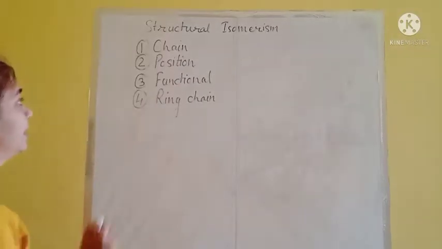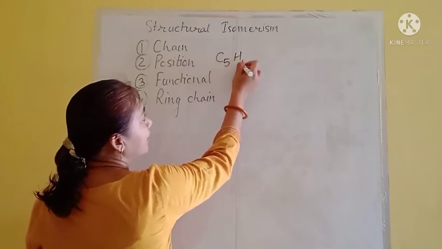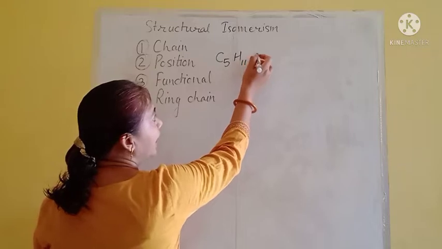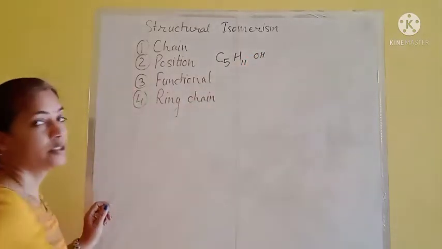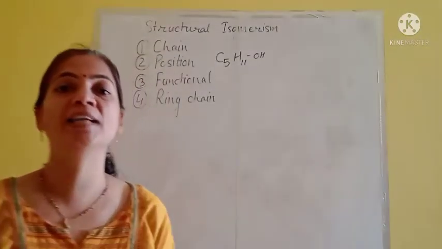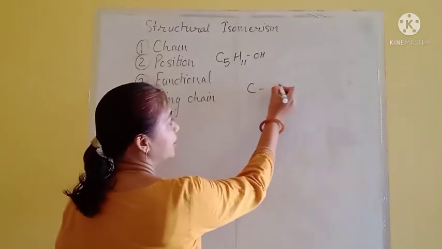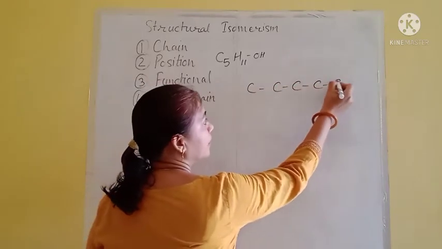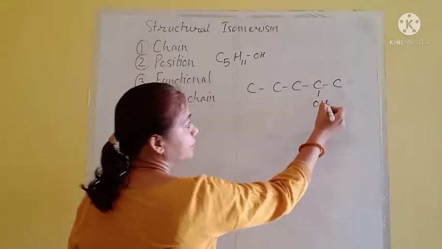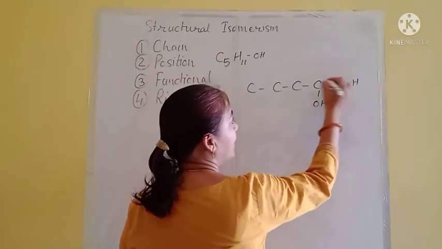Let us take some example. For example, I take C5H11 and I put an OH group to this. So this is an OH group. Now the question comes, what all isomers can you make for this? Let us try the isomers. I will take a straight chain of carbon. I am going to put OH over here, and let us satisfy the rest of the positions with hydrogen.